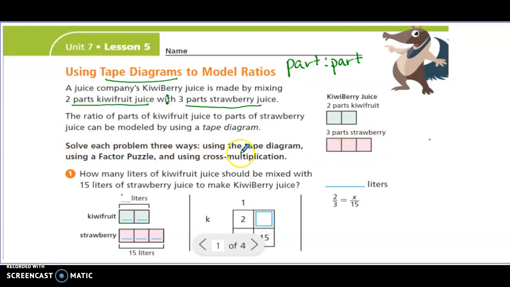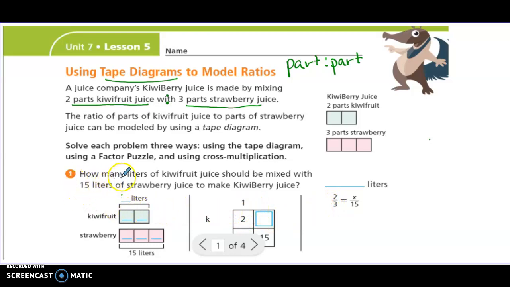Solve each problem 3 ways: using the tape diagram, using a factor puzzle, and using cross multiplication. So yes, I know that you guys are already here, but you know what? It makes you a much more intelligent math person and gives you a few more problem solving options if you can learn how to do it different ways too.